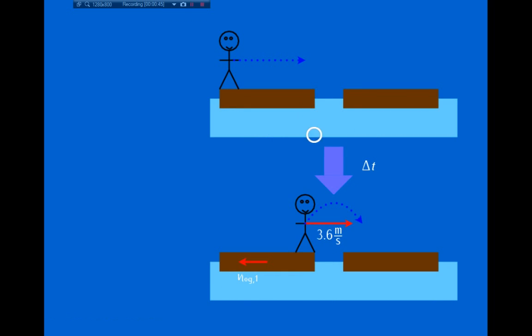So looking at this first scenario where the man's jumping off of the first log, initially the man is going to be at rest and he'll be standing on a log which is also at rest. So initially the total momentum of the system is going to be equal to 0.